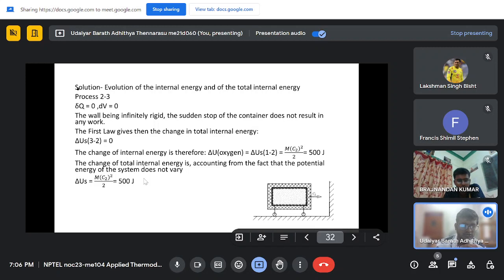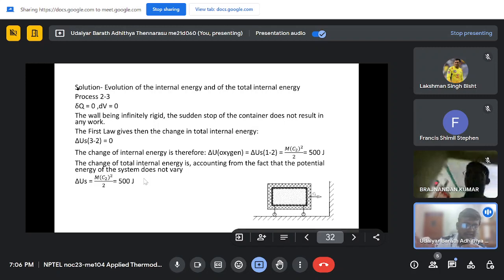But what's happening to the velocity? There was some form of kinetic energy present at state 2, which is not present in state 3. So this kinetic energy is dissipating into the oxygen. This will raise the internal energy of the oxygen. So in state 3, the total internal energy change delta U of the system from 2 to 3 is 0, but the change in internal energy of the oxygen equals 500 joules. It is the same as the kinetic energy which you calculated in the previous process. So that is 500. This is just the other way around.